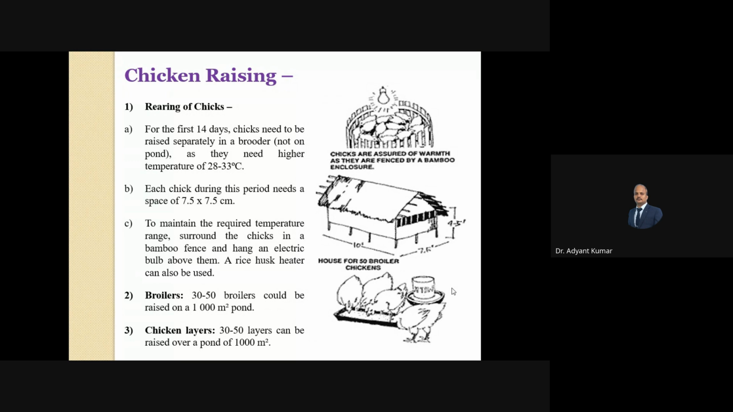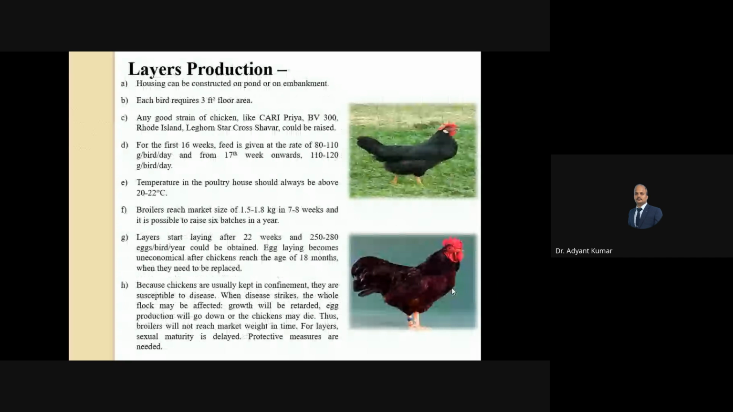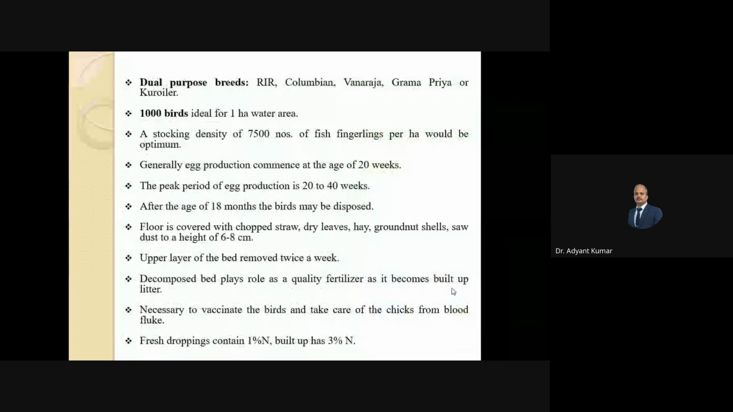For broilers, 30 to 50 broilers are sufficient for 1,000 meters square pond area, while 30 to 50 layers are also sufficient for 1,000 meters square pond area. This is the broiler production, and this is the layer production. There are various breeds, in which we mostly focus on dual purpose breeds like RIR or Colombian, Vanaraja, Grampriya, Croiler, as well as Sonali, which is one of the most important breeds being utilized in India.